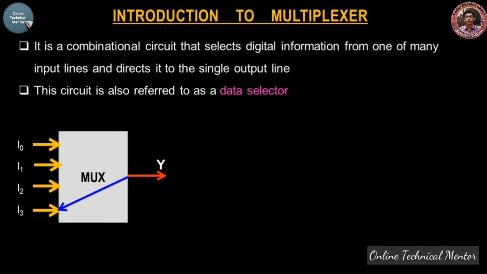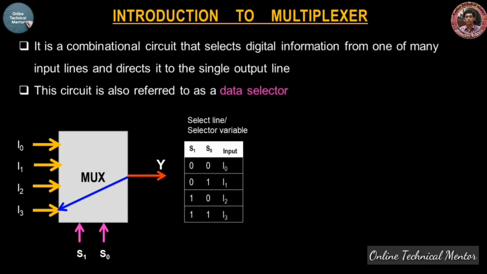Now, how is this dialer working, how is it selecting the input lines? For that, it requires a selector line which will select one of the input lines. So look at the bottom of the MUX. I have drawn 2 selector lines, S1 and S0. S0 and S1 are called select lines or selector variables. For each combination of S1 and S0, the dialer will connect any one of the input lines. That is, at different times the dialer is connecting with different inputs. So you can say that the output line is operating in a time sharing mode.